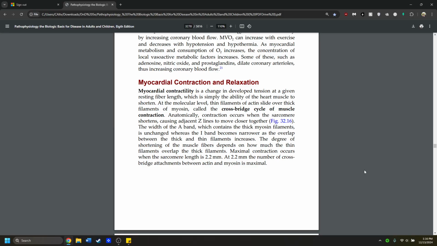The degree of shortening of the muscle fibers depends on how much the thin filaments overlap the thick filaments. Maximal contraction occurs when the sarcomere length is 2.2 micrometers. At 2.2 micrometers, the number of cross-bridge attachments between the actin and myosin is maximal.